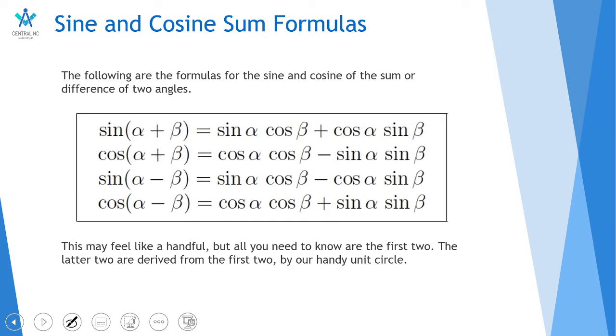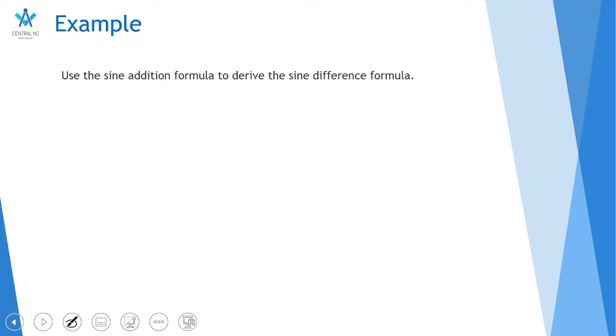Next are the sine and cosine sum formulas. The following are the angle formulas for the sine and cosine of the sum or difference of two angles. This may feel like a lot, but all you really need to know are the first two, and then the later two can be derived from the first two because of our unit circle. I'll show you an example of how.